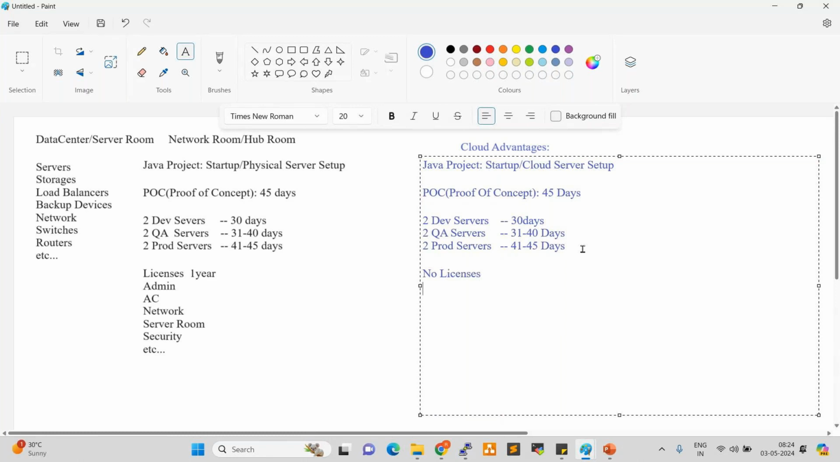And no admin required. As a cloud engineer, as a DevOps engineer, we can create the servers within 1 minute. It is very easy, very simple. By a single click, we can create a number of servers. No AC required here. No network required here. No need to configure a physical network, right? No server room required, because the AWS vendor will maintain the server room. Azure vendor will maintain the server room, right? No server room security.